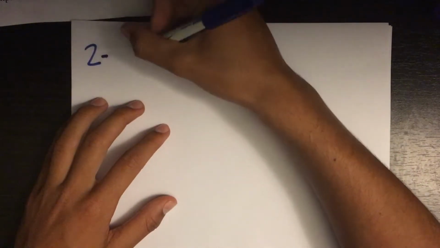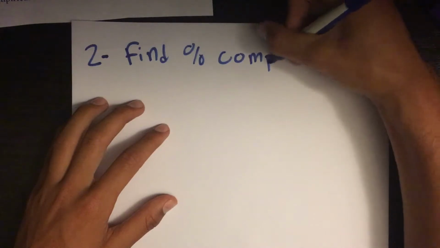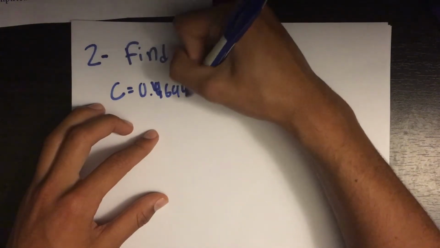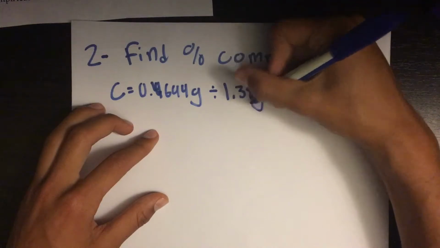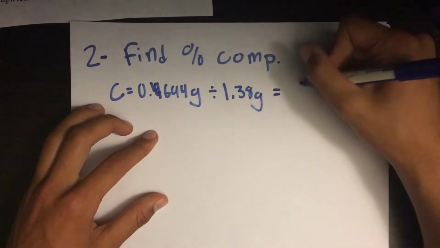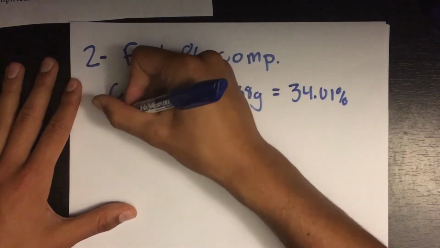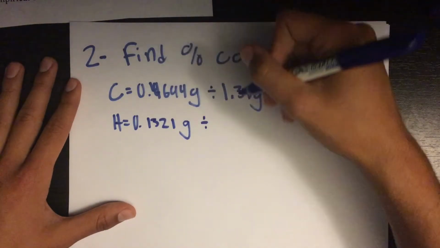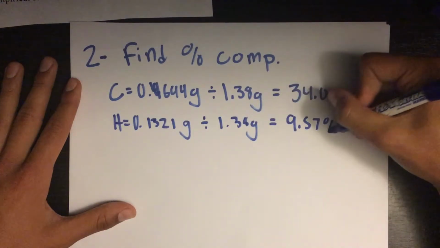So now we move on to step 2 of this combustion problem. Now we must find the percent composition of each element. So carbon we found had 0.4694 grams, and so you divide that by 1.38 grams, as that is the total mass of the compound. So we find that carbon is 34.01%. Hydrogen was found to be roughly 0.1321 grams. You divide it by the total mass of the compound, 1.38 once again, and we find that hydrogen is about 9.57% of this compound.